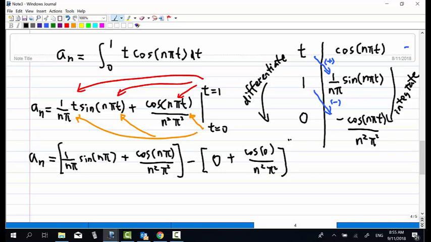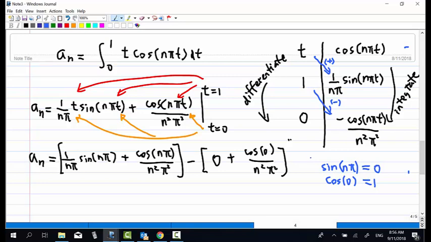Now, here is a common knowledge you should know. What is actually the value of sine n pi? For example, sine pi, sine 2 pi, sine 3 pi, sine 4 pi. What do you get? The answer is 0. What is the answer for cosine 0? Cosine 0 is 1. How about cosine n pi? We'll just leave it there. Later on we'll figure out.